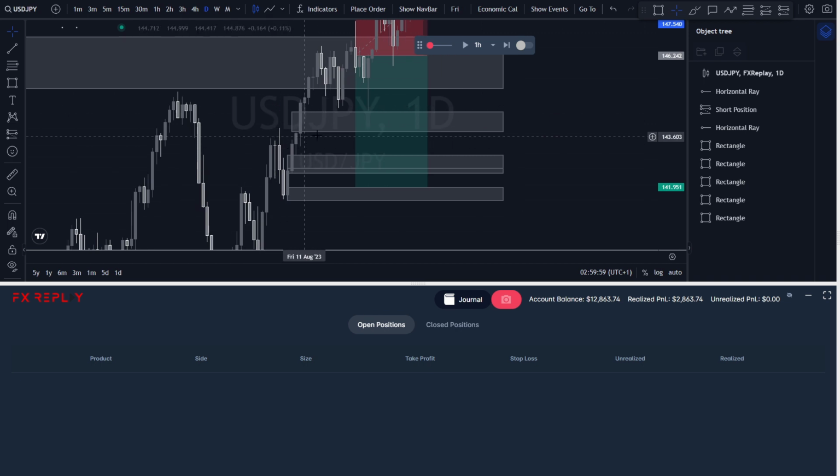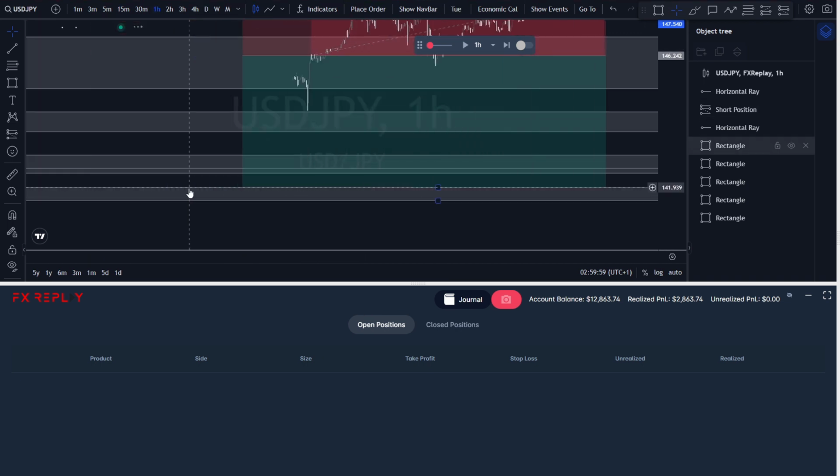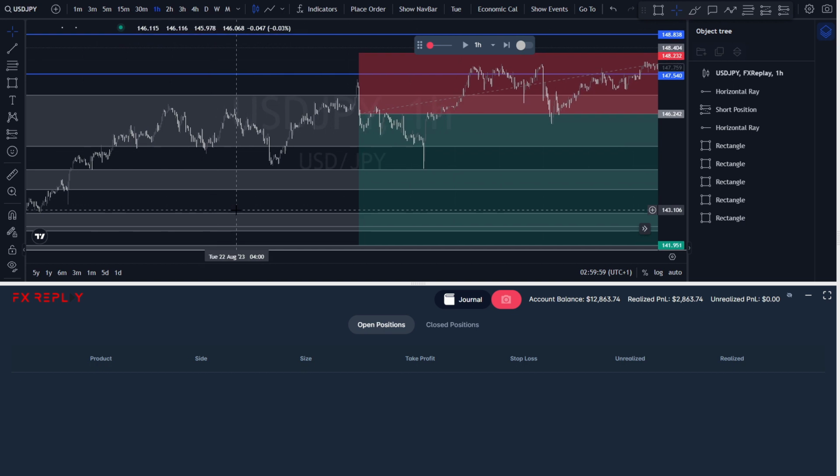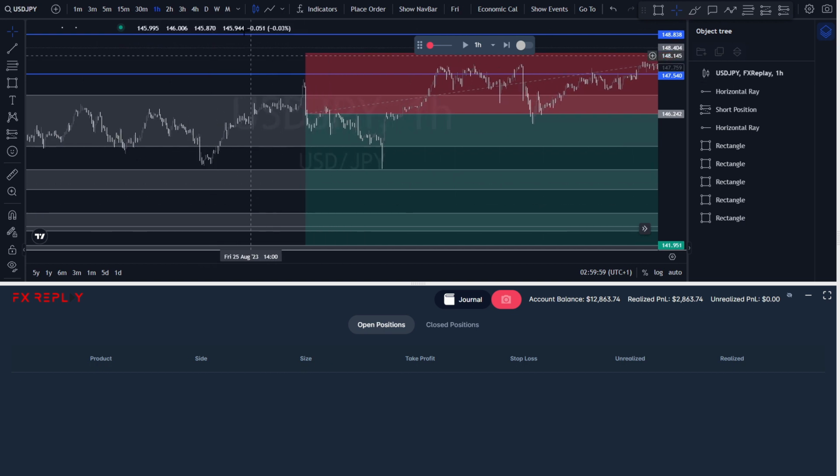And take profits were, let me go in the 1 hour. This area of liquidity, which was hit, the beginning of this fair value gap, which was not hit, this area of liquidity, this beginning of the fair value gap, and the beginning of those two order blocks. All those things were take profits, only this was it.